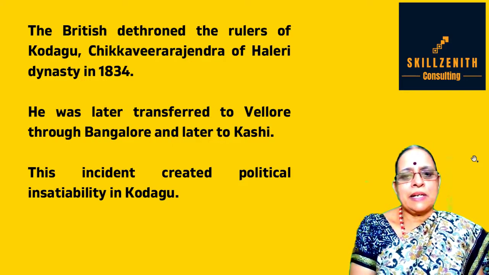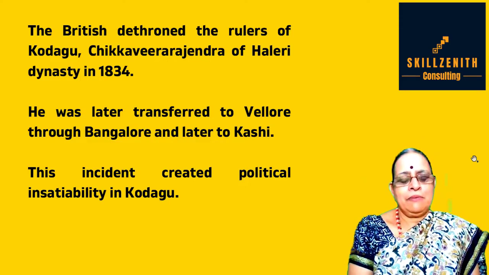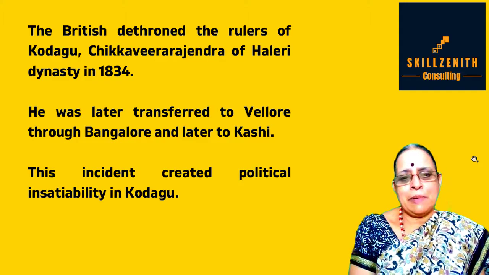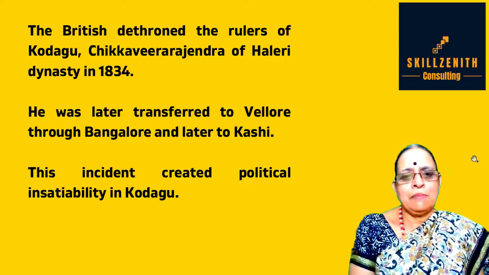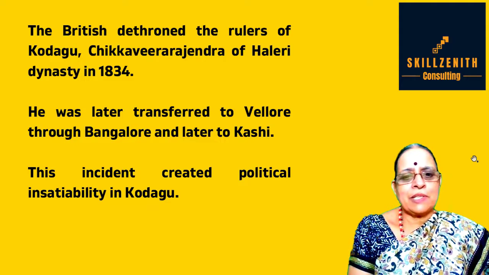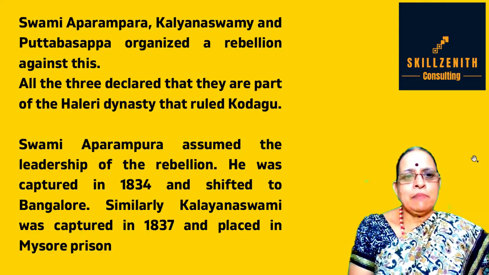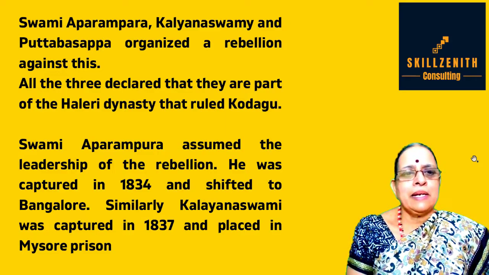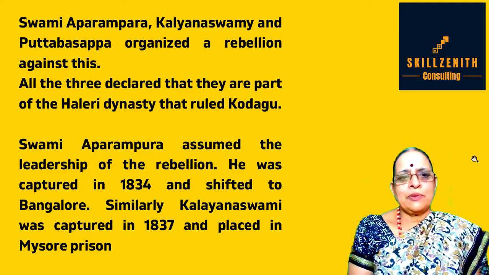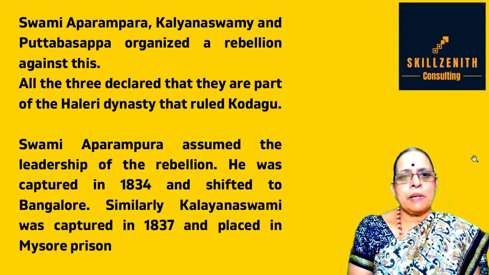This incident created political instability in Kodagu. When there is no ruler, when there is no proper leader in any kingdom or in any state, you know very well that the political situation will worsen. In the same way, there was political instability in the region of Kodagu. Swami Aparampura, Kalyana Swami and Puttabasappa organized a rebellion against this. So the dethroning of the king was opposed by three persons: Swami Aparampura, Kalyana Swami and Puttabasappa.